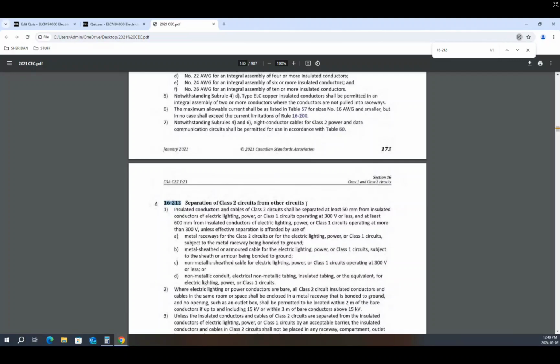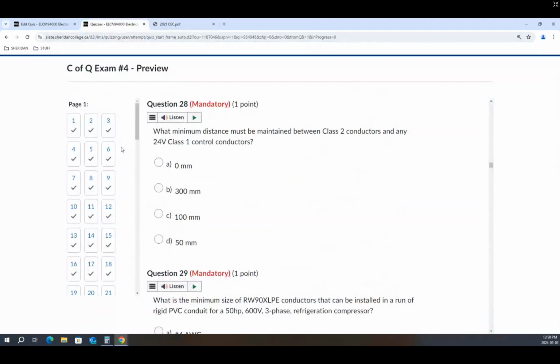And the separation of class 2 circuits from other circuits. Insulated conductors and cables of class 2 shall be separated by at least 50 millimeters from insulated conductors of electric lighting, power, or class 1 circuits operating at 300 volts or less. So that's 50 millimeters.